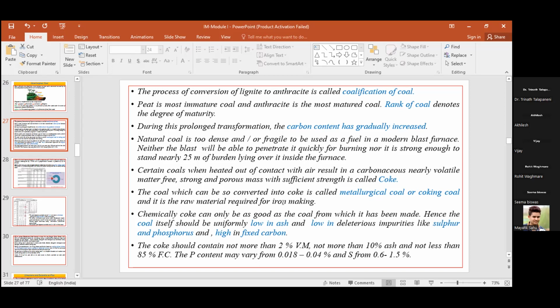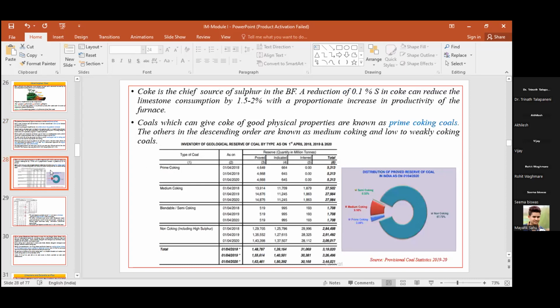With impurities, phosphorus ranging from 0.08 to a maximum of 0.04% and sulfur 0.6 to 1.5%. And if the coke has this kind of composition, then we can readily use this coke as fuel inside the blast furnace. And such a high quality coke can only be produced if you use good quality coals.